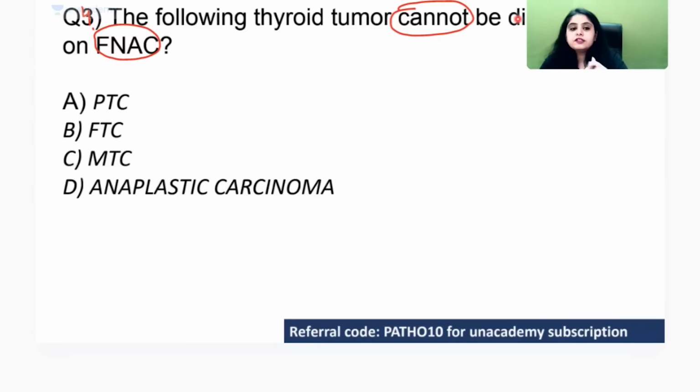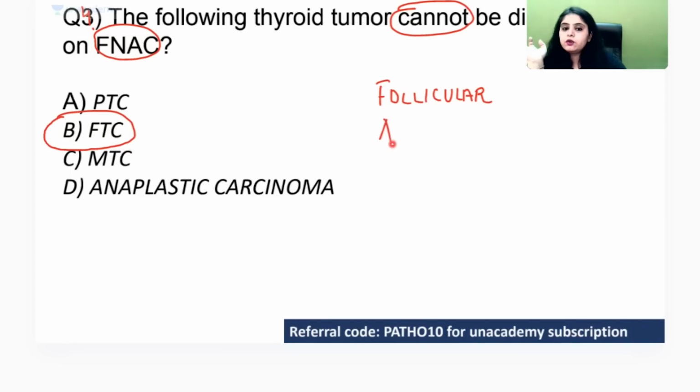Okay, the following thyroid tumor. First and foremost, there are 4 thyroid tumors: papillary, follicular, medullary, anaplastic. Follicular thyroid cancer, this is a favorite question, cannot be diagnosed on FNAC. So you will say, ma'am, what are we talking about over here? I am talking about follicular: there can be 2 tumors. What name should we give the benign tumor? Follicular adenoma. What name for the malignant? Follicular carcinoma.